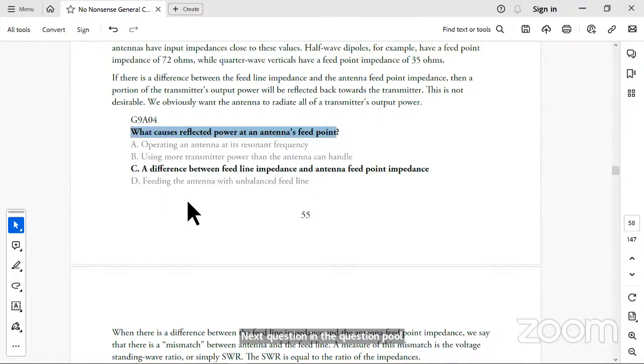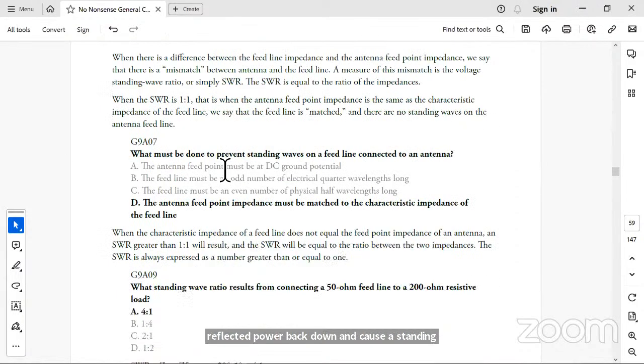Next question in the question pool. What causes reflected power at an antenna's feed point? So what causes reflections, right? It's a difference between the feed line impedance and the feed point impedance. That is what causes that reflected power back down and cause a standing wave to develop.